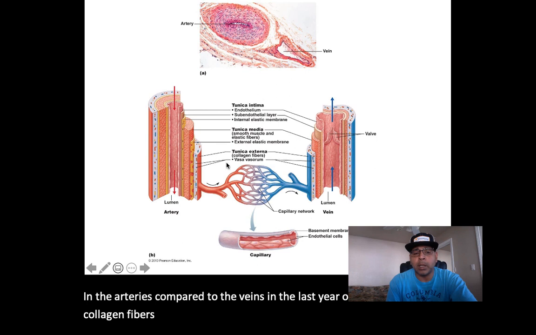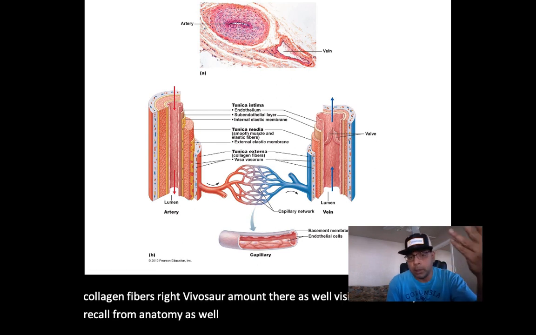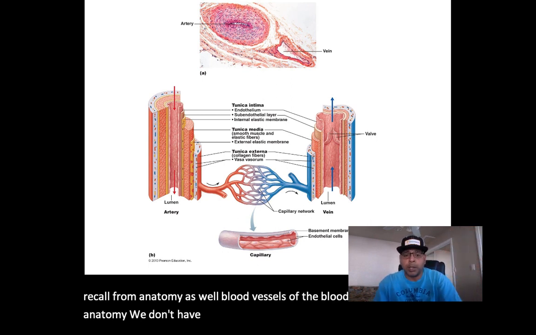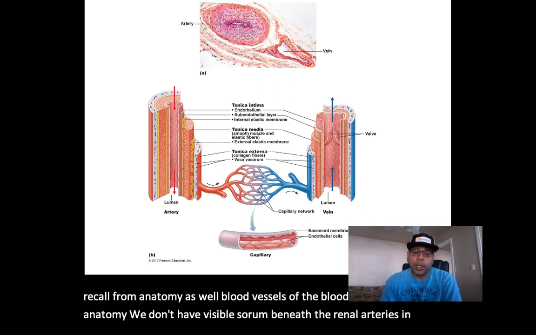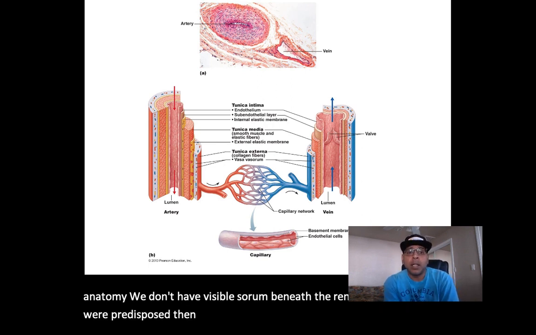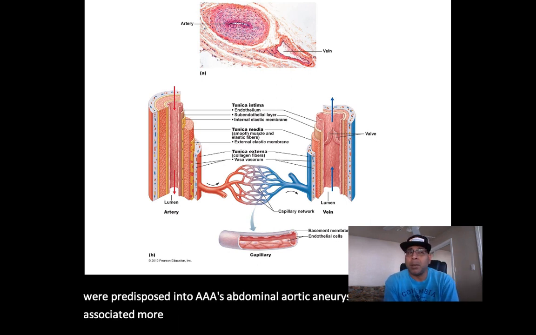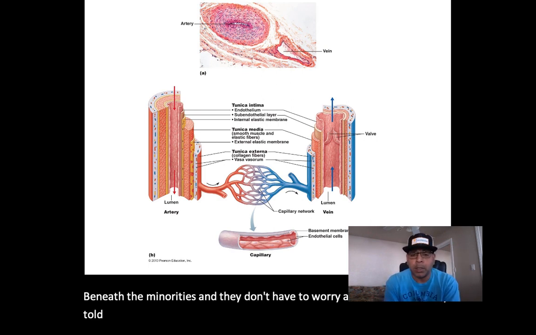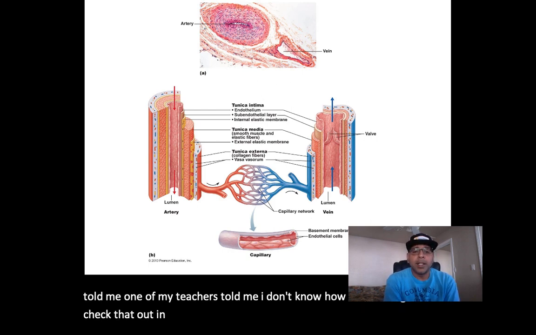Vasa vasorum out there as well. Vasa vasorum, if you recall from anatomy, are blood vessels of the blood vessels. I teach in anatomy, we don't have vasa vasorum beneath the renal arteries in humans. We're predisposed then to triple A's, abdominal aortic aneurysms, is what that's associated more with. I believe dogs do have vasa vasorum beneath the renal arteries, and they don't have to worry about that. One of my teachers told me, I don't know how true that is. I gotta check that out in relation to doggies.